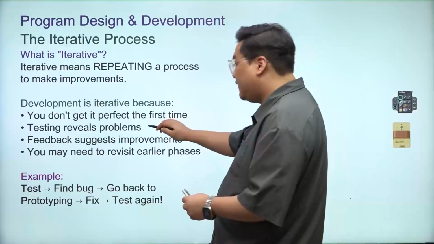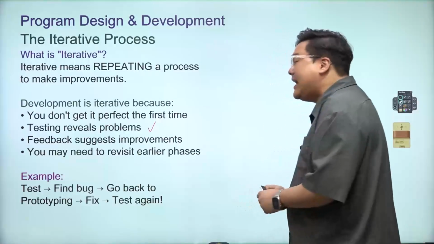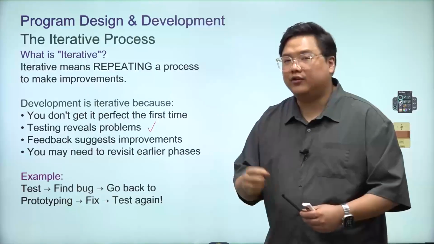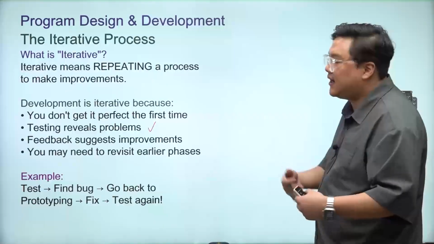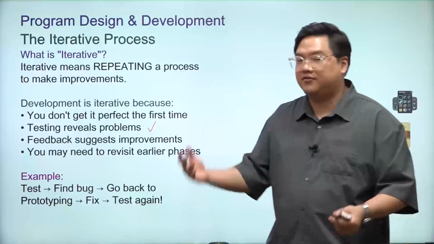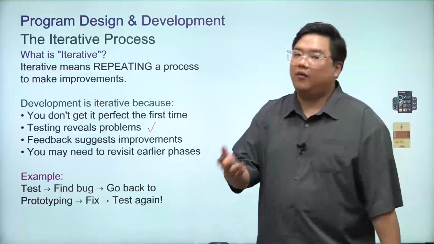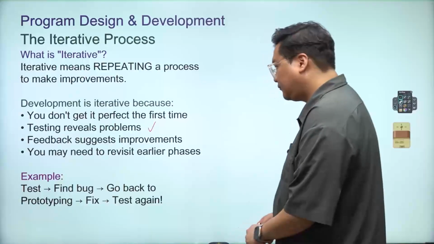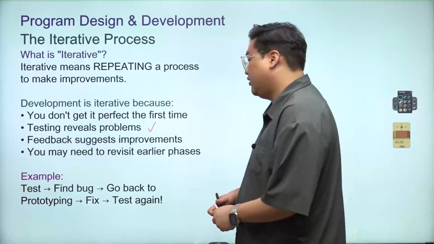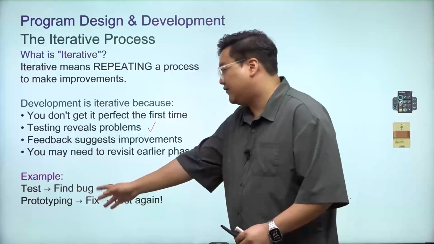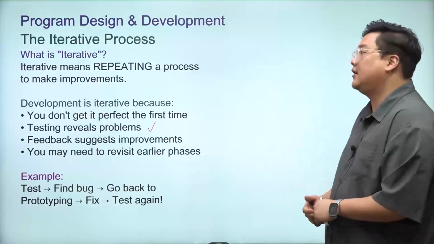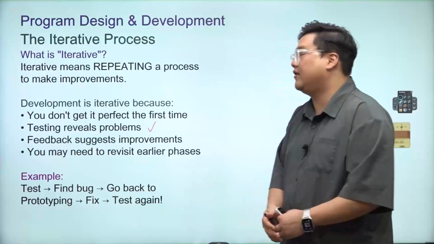Your test is going to reveal some problems, even though you feel very confident that your program will not have any issues. But when you test it, a lot of the time problems are going to pop out from where you didn't expect. Feedback suggests improvements, and you may need to revisit earlier phases. So you test, you find a bug, you go back, fix, test again. This is an example of an iterative process.